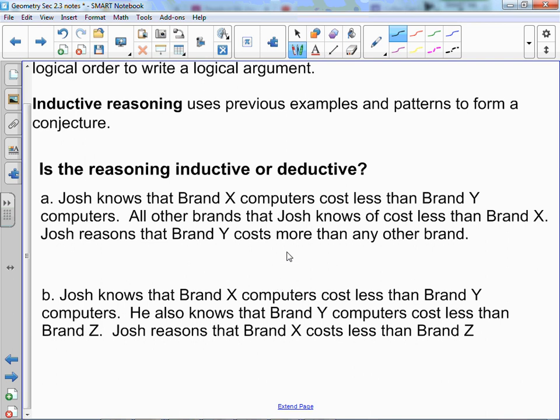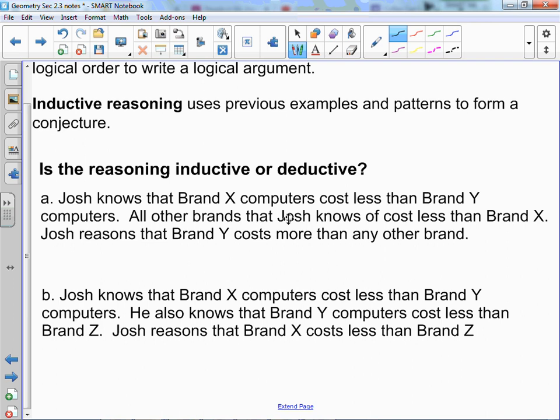So first one says, Josh knows that brand X computers cost less than brand Y computers. All other brands that Josh knows of cost less than brand X. Josh reasons that brand Y costs more than any other brand. So the key here to determine whether it's inductive or deductive, we're looking to see, is he using real facts, stuff that we know that is guaranteed true, or are we using his recognition of a pattern?